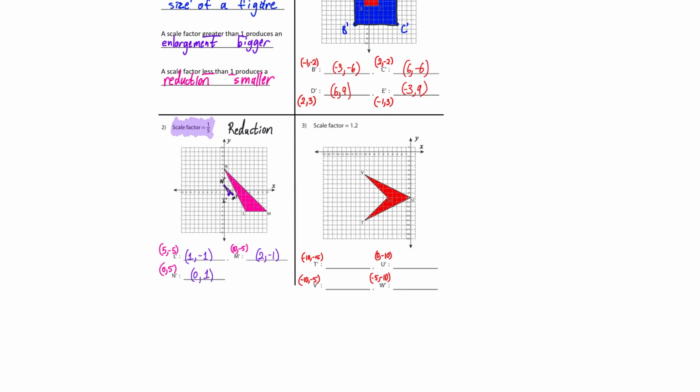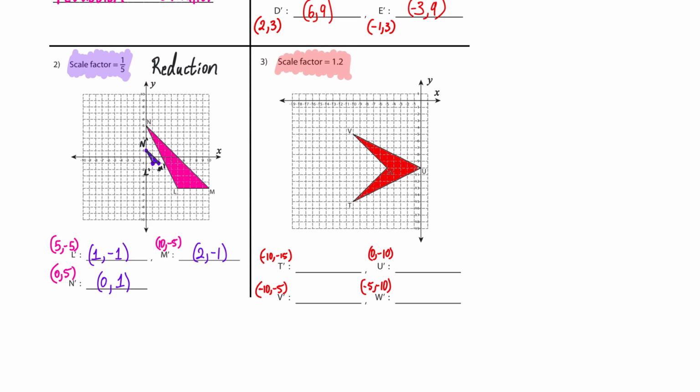All right, now on this one, we're using a scale factor of 1.2. So again, all I'm doing is, that's the number I'm multiplying by. It's what scales me up or down. In this case, it's going to scale it up. It's more than 1, just a little bit more. So it's not going to be a huge difference, but it will be a little bit bigger.